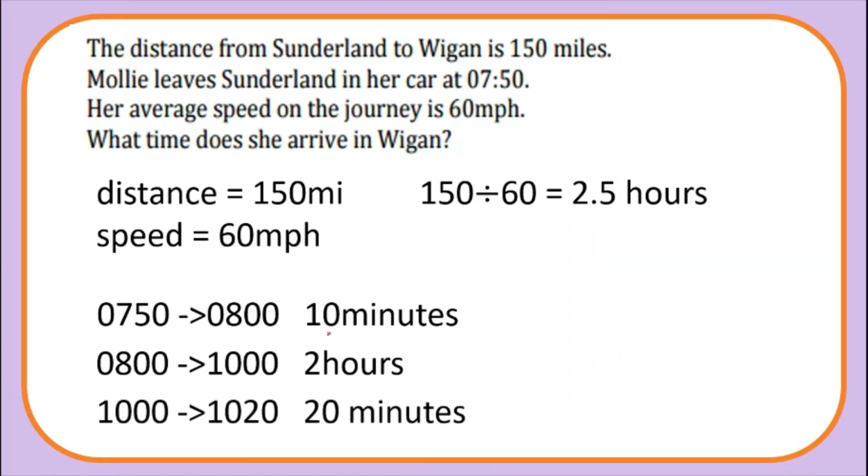So altogether, I've got 10 minutes, 2 hours, and 20 minutes. That is my 2.5 hours, which means 20 past 10, she arrives in Wigan. Notice I used the 24-hour clock throughout there. There was nothing wrong with you writing AM after that. Just be very careful when travelling past the 12 and 24-hour points.